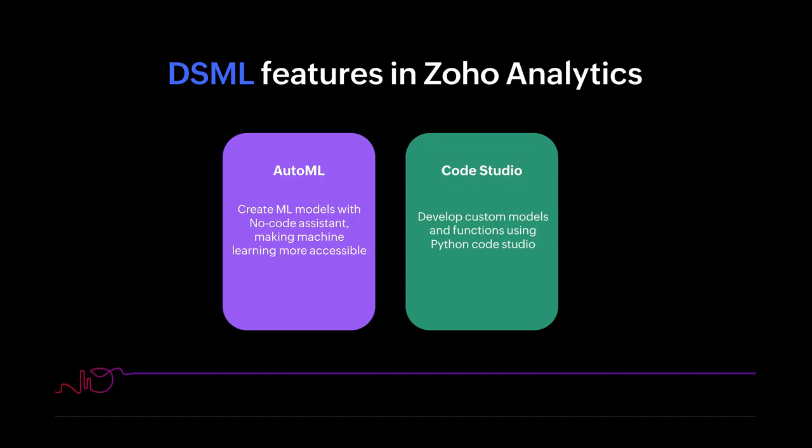Next, let's talk about Code Studio. For those who prefer a more hands on approach, Code Studio is the perfect solution. This feature allows you to develop custom models and functions using Python, providing the flexibility to tailor solutions to your unique business needs. In Code Studio, you can dive deep into your data, experiment with different algorithms, and even integrate external libraries. This is where you can truly unleash your creativity and technical skills to build sophisticated models that drive deeper insights and more impactful decisions.